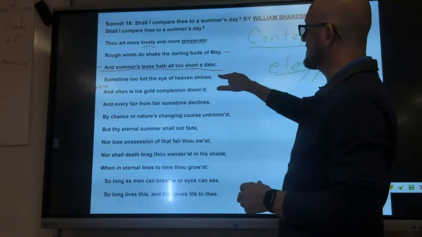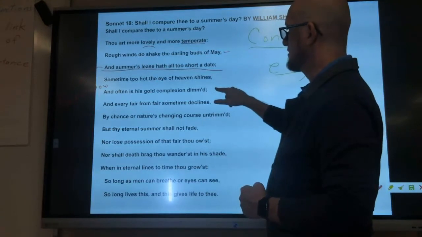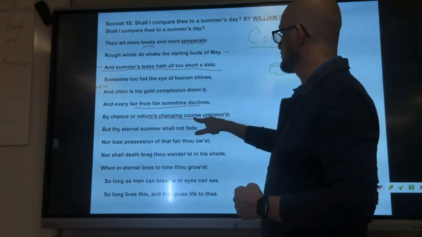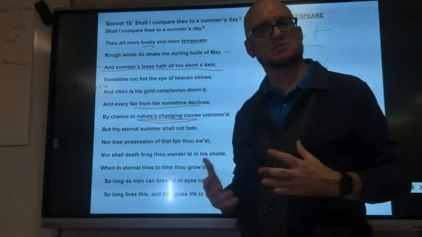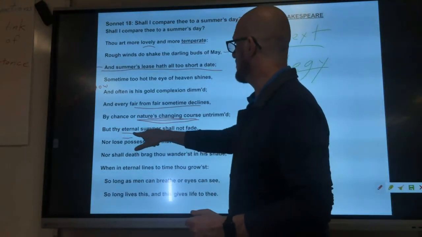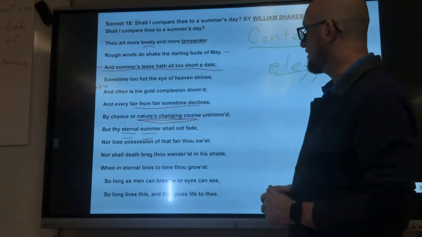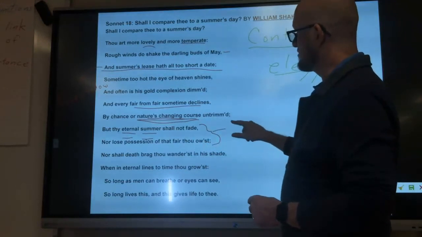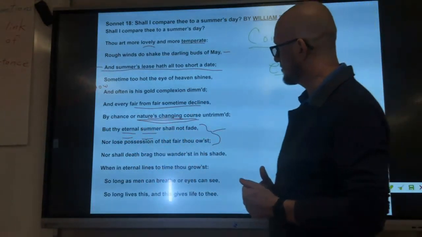Sometime too hot the eye of heaven shines, and oft is his gold complexion dimmed, and every fair from fair declines, by chance or by nature's changing course untrimmed. We're caught to nature when it comes to our mortality. But thy eternal summer shall not fade, nor lose possession of that fair thou owest. His child, having died, is an eternal summer. You'll be forever beautiful, if only in my heart.